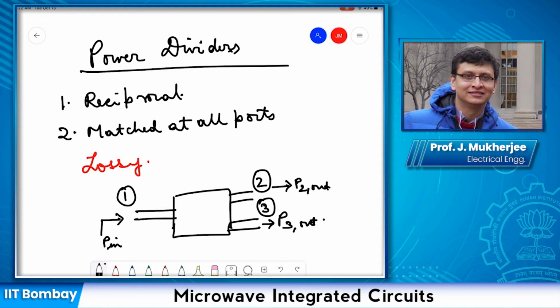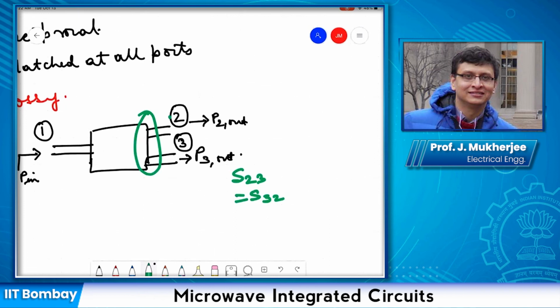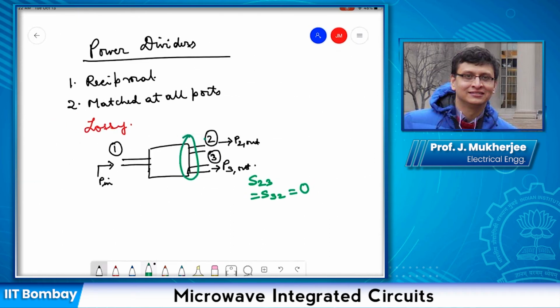Now, ideally, there should also be what is known as isolation between these two ports. So any power entering or exiting from port 2, say, should not affect the power entering or exiting from port 3. In other words, S23 or S32 should ideally be equal to 0. This condition is known as isolation.